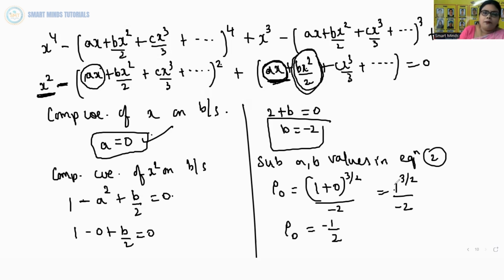because 1 power 3 by 2 is 1. 1 power anything is 1. And this minus, I bring it to the numerator, and in the denominator you have 2 as it is. So this is the final answer.